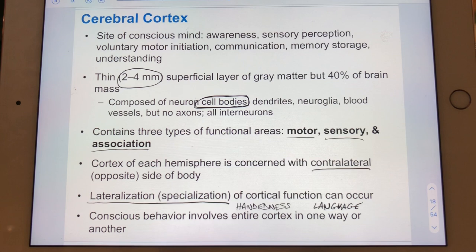Does that mean right hemisphere doesn't participate? No, it does participate. It's just not sort of the language leader. Language left. Easy? Language left. All right, next slide, please.